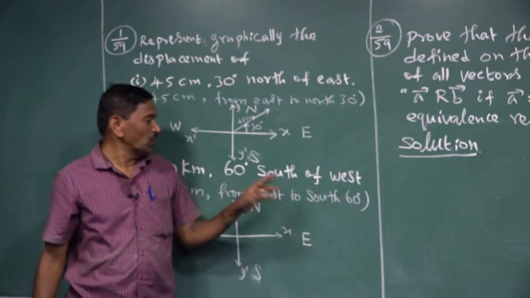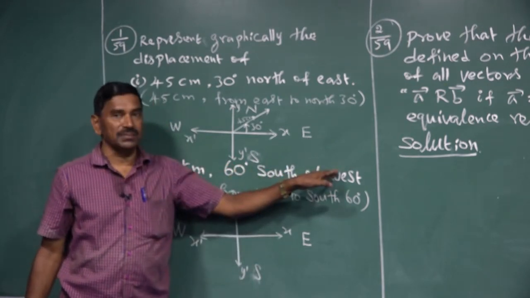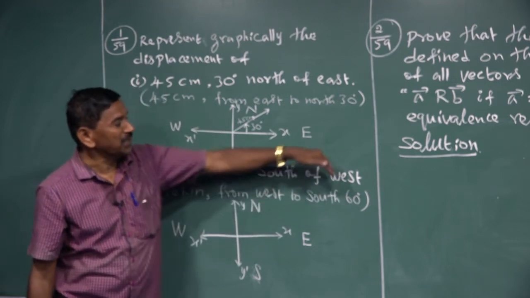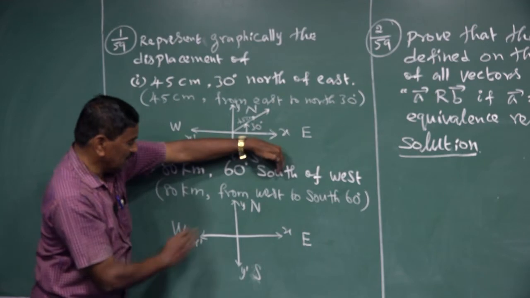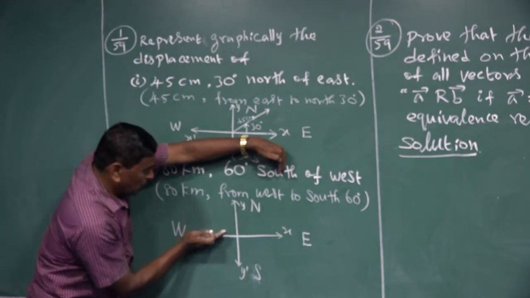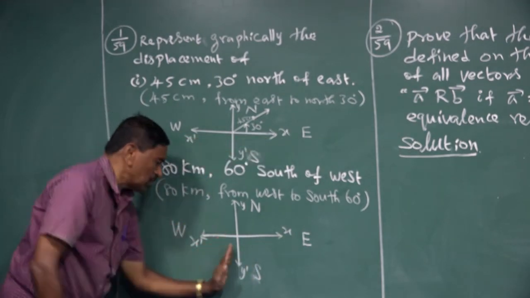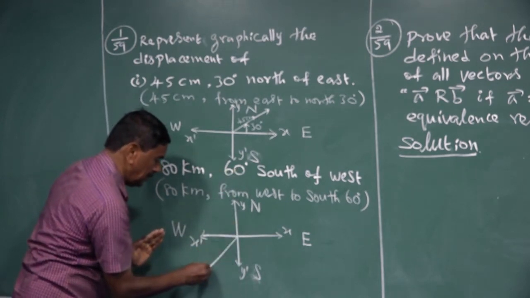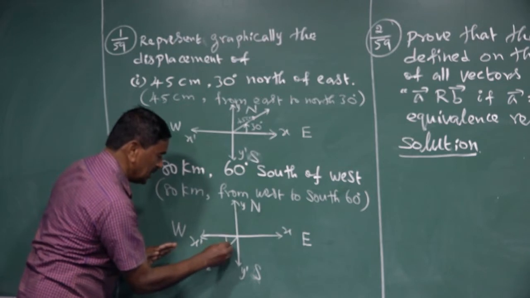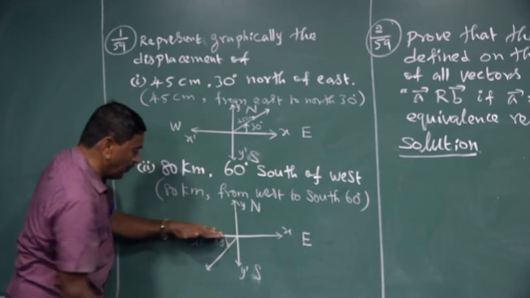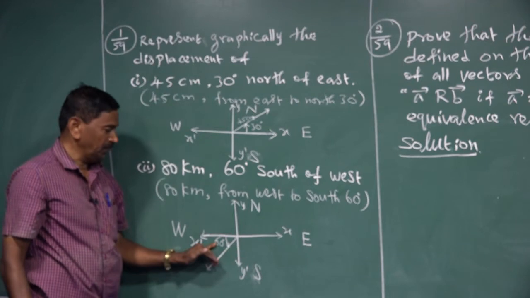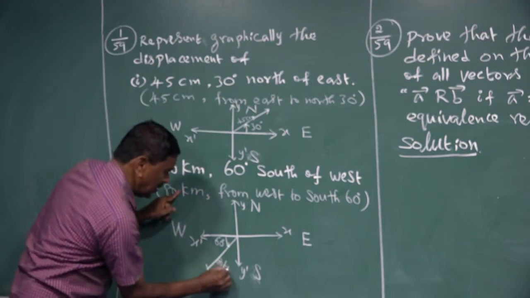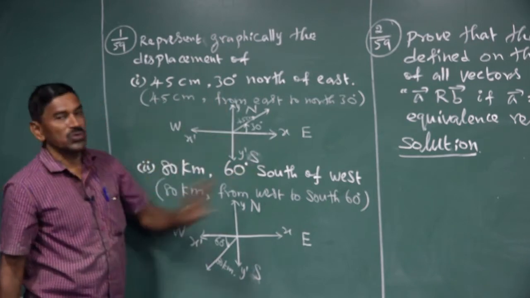Now, the question is 60 degree south of west, which means from west to south. That is the meaning of this question. Listen, from west to south 60 degree. And the magnitude is given, 80 kilometer. So these two questions are completed.